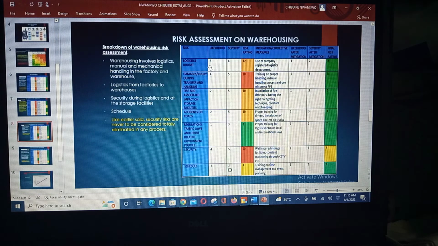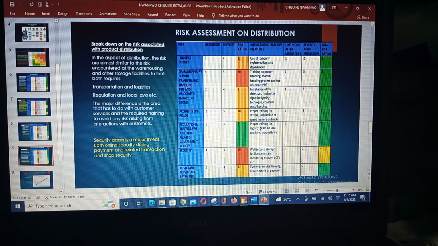Now, the third one is the warehousing. Warehousing is where the products are being stored. There are lots of risks, especially the risk pertaining to security here. Logistic budget can be taken care of, and after all this, you can see that it's been reduced to green, and the job is a success.